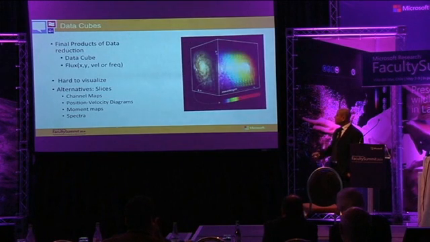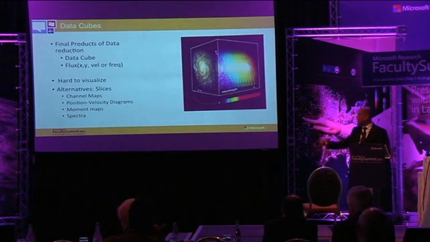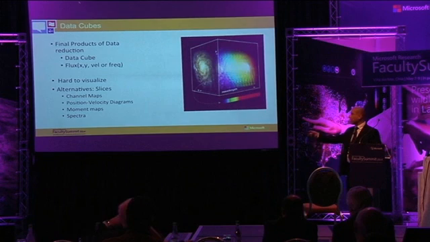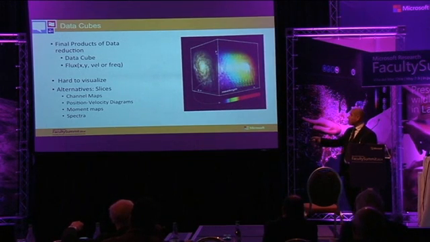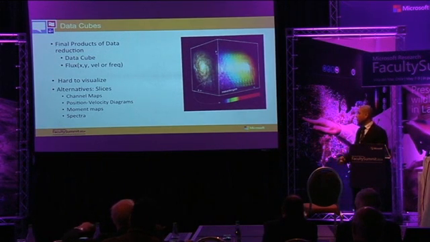And what is the final product? Let me talk a little bit about that. It is what we call a data cube. A data cube basically is flux, or intensity if you prefer, as a function of two spatial coordinates, x and y, what we call right ascension and declination, and a third axis that is velocity or frequency. The problem is that data cubes are kind of hard to visualize.